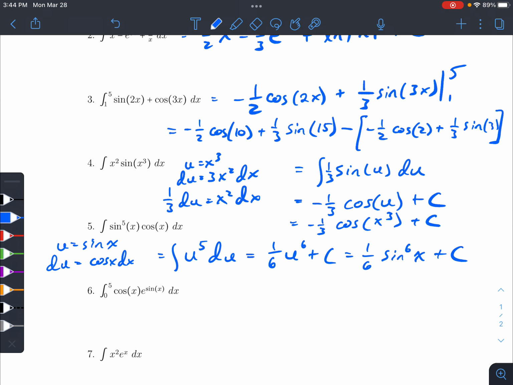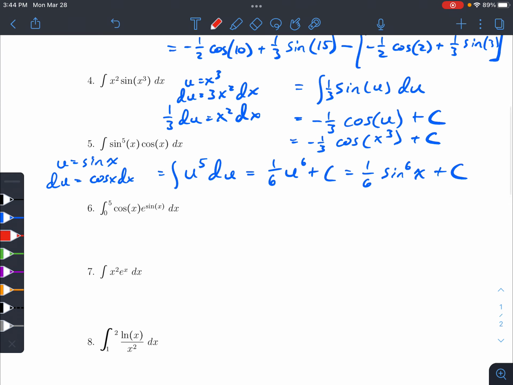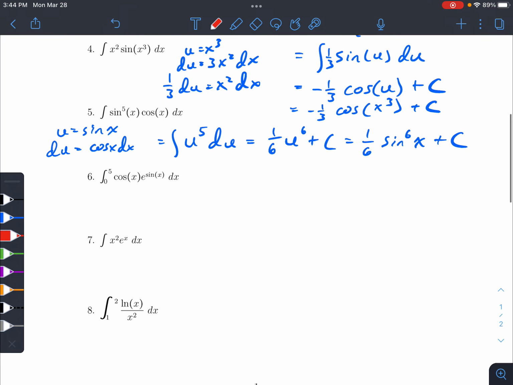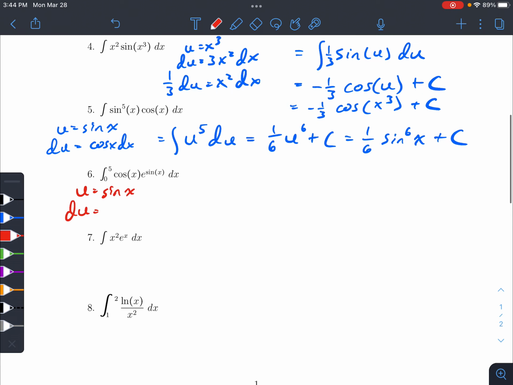Just change colors, because why not? All right, cosine x times e to the sine x. Here I'm gonna do another u sub. Whenever I see something like e to the sine x, sine of x is sort of your inside function, so it's a good hint that you might want to do a u sub, because u sub is like undoing the chain rule where you have your inside functions.